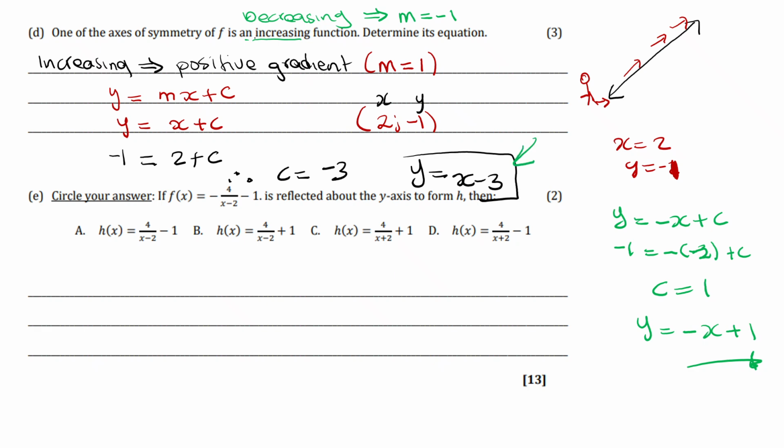So now they want you to circle the correct answer if f at x is given. Okay, let me quickly write down f at x, then we'll work on it and see which one is the correct answer. So my f at x is given as -4 over (x - 2), minus 1. So they say that this graph is reflected about the y-axis to form h.